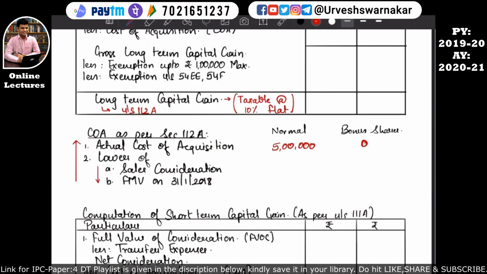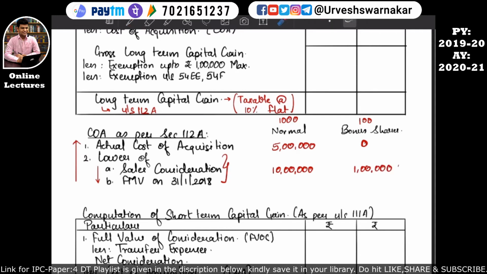Then we need to find out this part, that is lower of sales consideration and fair market value as on 31st January 2018. So the sales consideration of 1000 shares, that is the normal shares, and 100 shares are available. This 1000 shares are sold for rupees 1000 each share, so it will be equal to 10 lakhs. And this 100 shares are also sold for rupees 1000 per share, so the sales consideration of this 100 bonus share will be equal to 1 lakh.